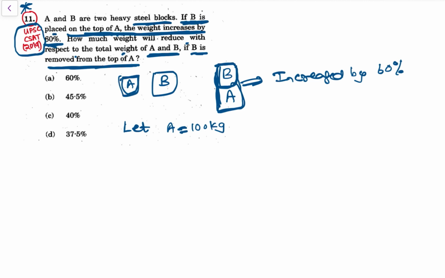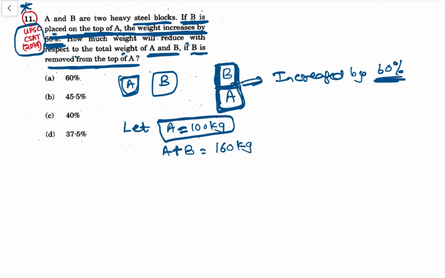If B is placed on top of A, the weight increases by 60%. So A plus B is equal to 160 kg. We took 100 kg and when B is placed, weight increased by 60%, so weight of A plus B is 160 kg.